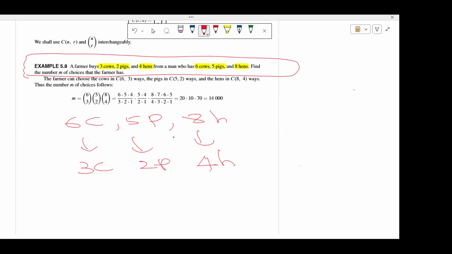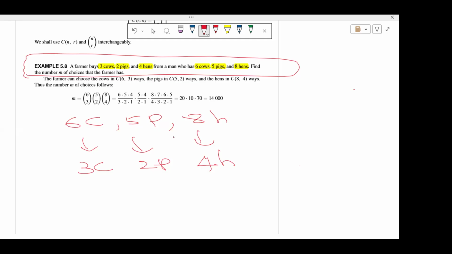So how can he select these 3 cows? What are the different possible ways he can select these 3 cows? Tell me. So the question is, the farmer buys, sorry, not selling, right? He needs to buy, right? Oh yeah, sorry for that.